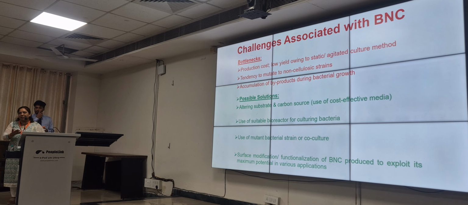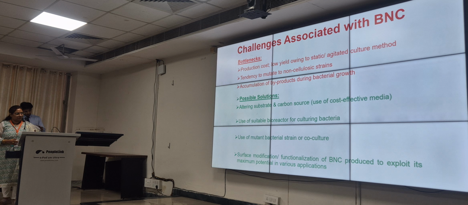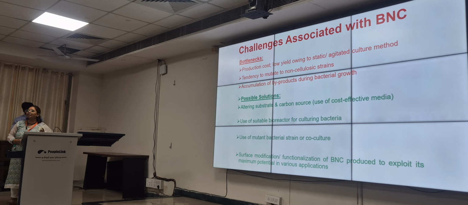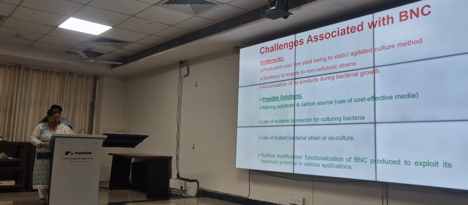But if it is a polymer of such importance, what are the challenges? What is the research gap? The research gap is that its production is quite costly and its yield is quite low. What could be the possible solution? The possible solution is the use of an alternate substrate or alternate carbon source, and the use of different alternative strains other than the commercially available ones.